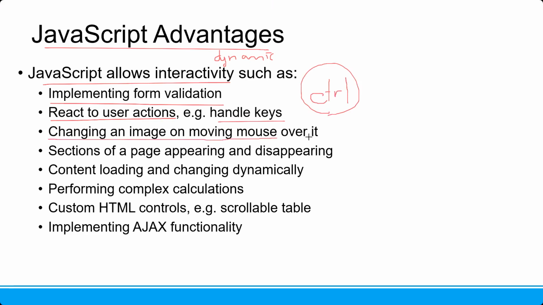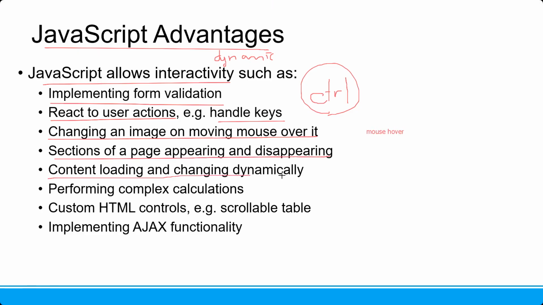Changing an image on moving the mouse over it. So if you have an image, there might be some ways to change it, and we call it mouse over. Mouse hover means when you move your mouse onto this image, the image will be changed. That kind of thing will happen because of JavaScript. Sections of a page appearing and disappearing is also another thing in JavaScript.